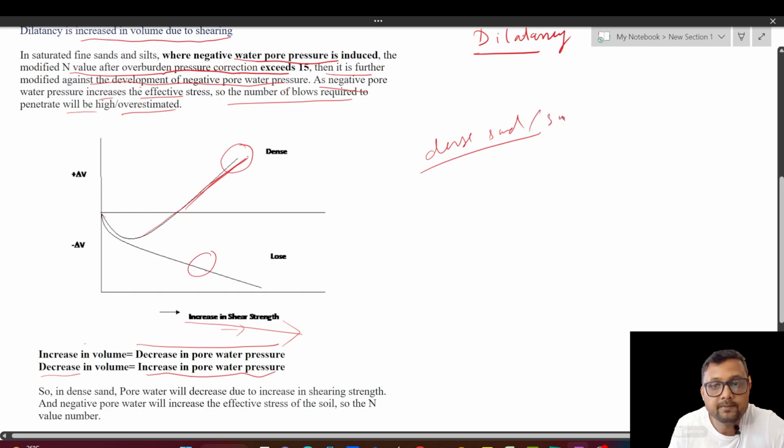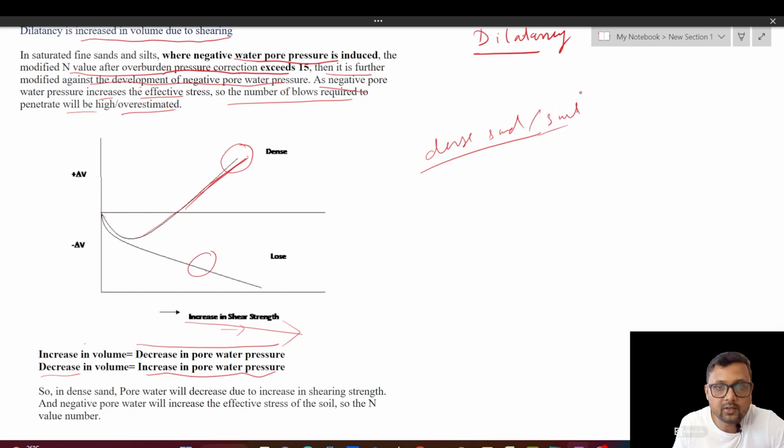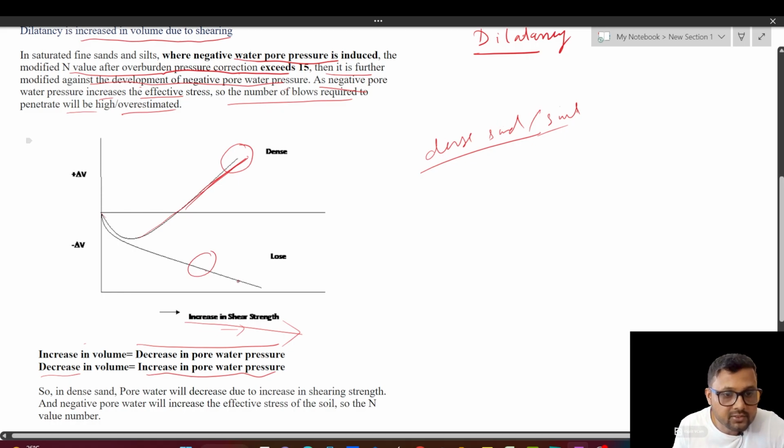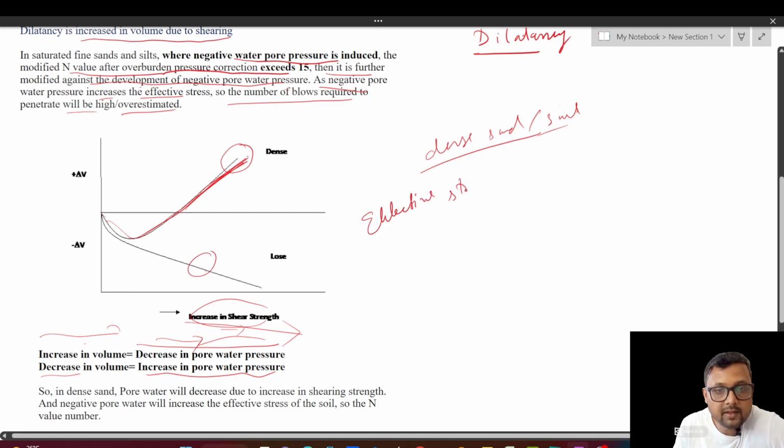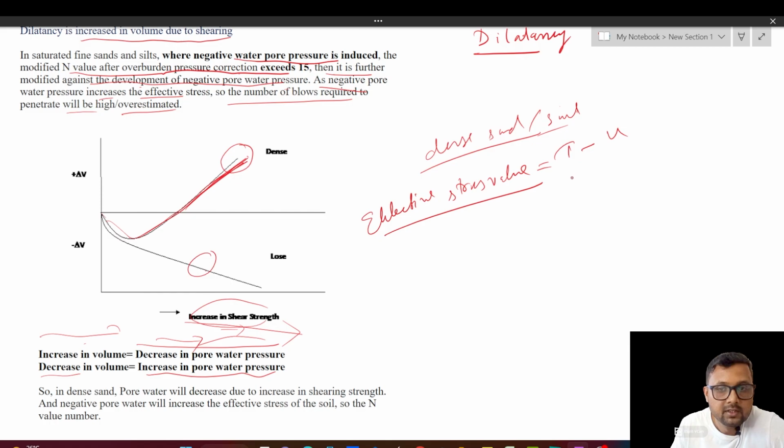In case of dense sand, which is saturated, what will happen when there is an increase in shear stress? First the volume will decrease, then it will increase. If the volume is increased, the pore water pressure will decrease. So what is the effective stress value? It is total stress minus pore water pressure.